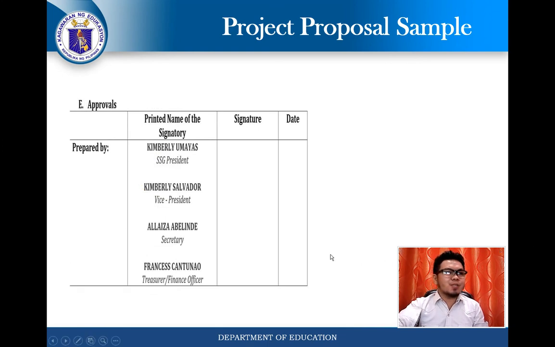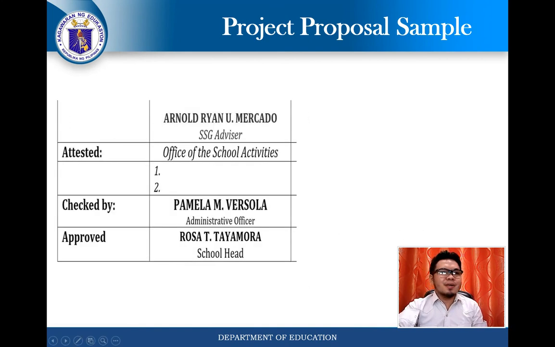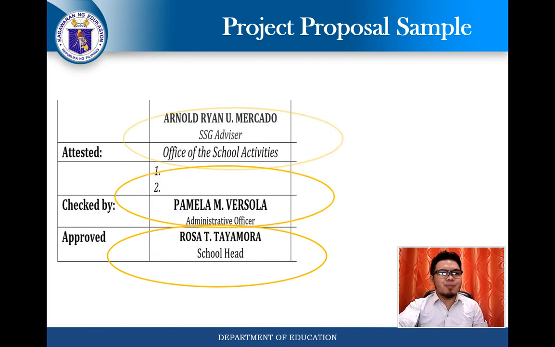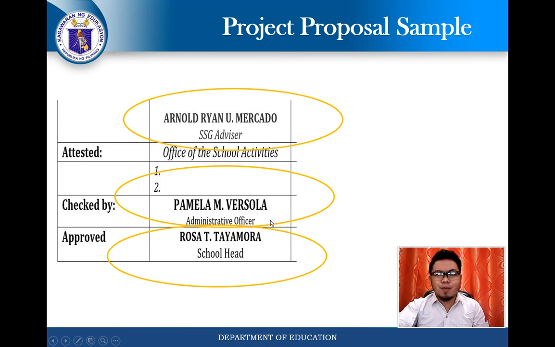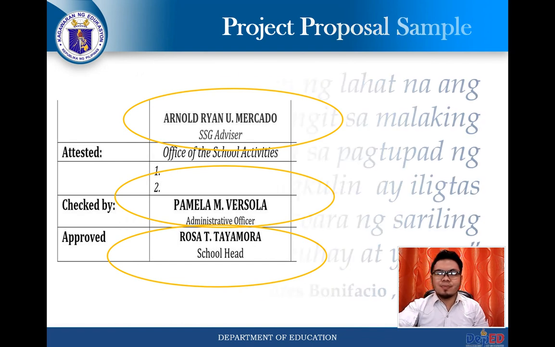Then, of course, the last part is yung approvals. So, sino-sino mga gumawa, ilagay natin yan with their signature. Then, don't forget these important persons na dapat pumirma sa ating proposal. Yung, of course, yung approval ng SSG advisor, the OSA or the Office of School Activities, then administrative officer if ever nadaan sa kanila, then our school head. So, depende yan sa sistema sa school natin kung ano ba talaga yung pagdadaanan ng ating mga project proposals.